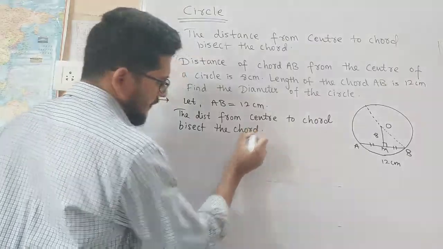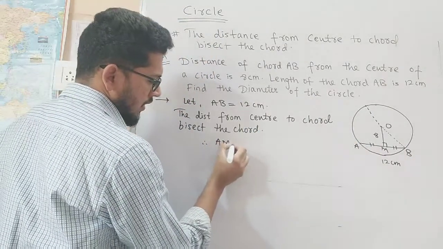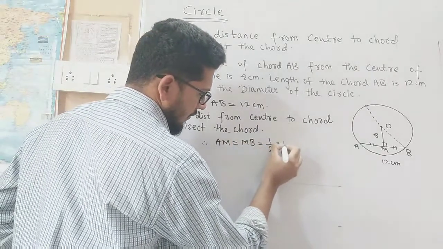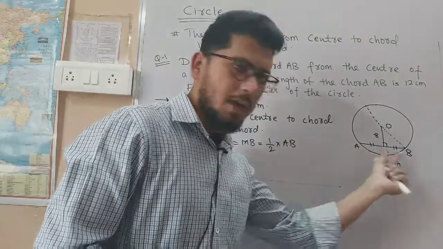Okay, therefore, this will divide. So AM is equal to MB is equal to half of AB. Half of AB means it bisects. So these two segments, AM and MB, will be equal.